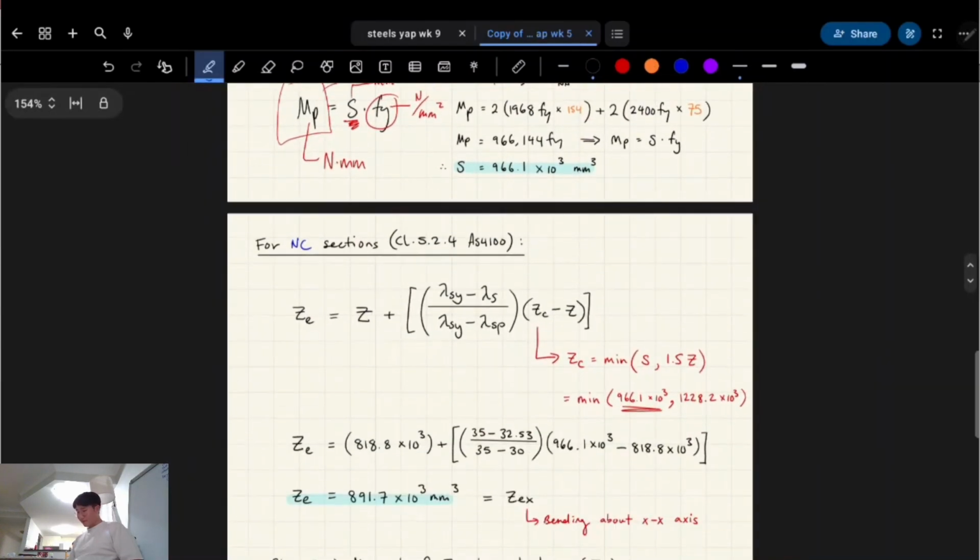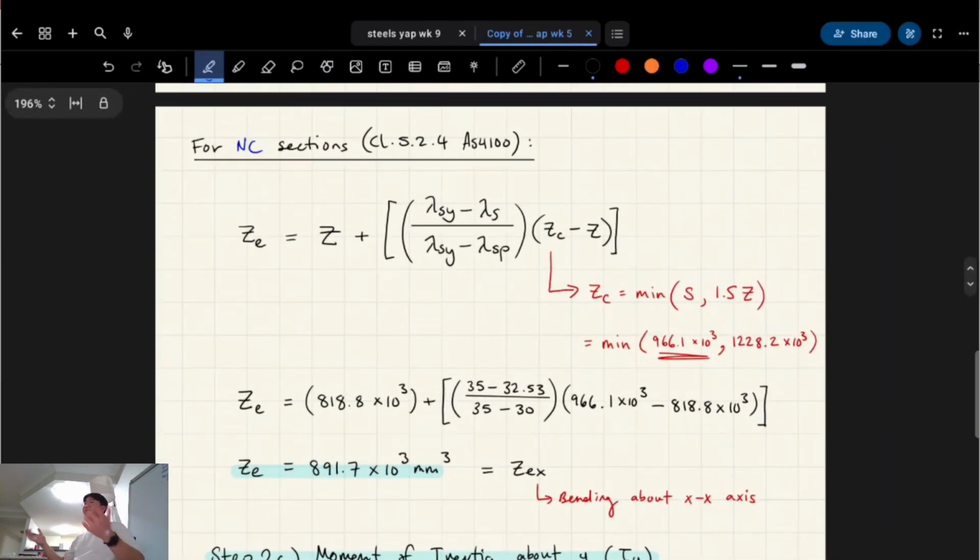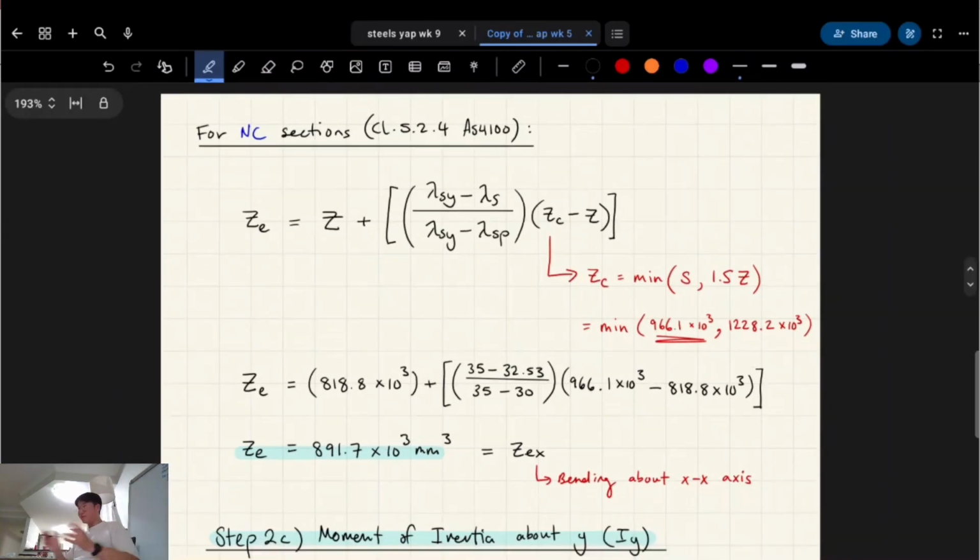Onwards. There are different formulas, and this is the one that you pointed out was wrong before, but on the question it is correct. To satisfy this formula, the first thing you have to do is find Zc. That's what the effective section modulus would be if it was a compact section. It's a really simple formula: the minimum of S and 1.5 Z. Once you find that, the rest is just plugging in because we have all these numbers already. So it's actually quite straightforward.